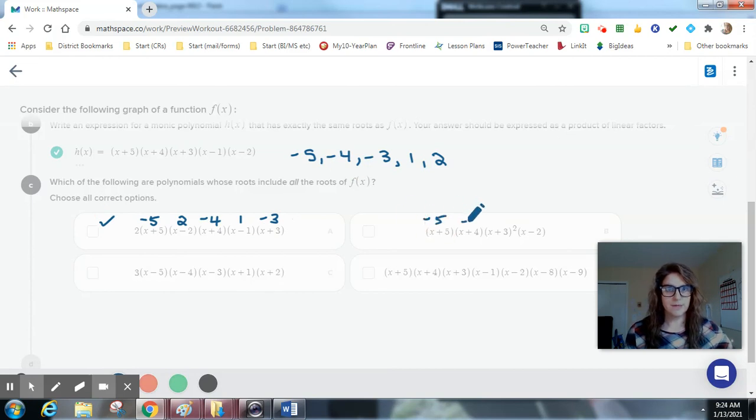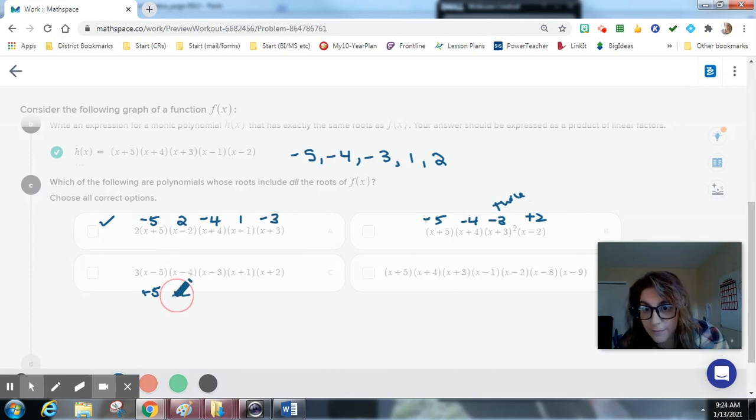This one's a -5, -4, a -3 twice, because there was a square there, and a +2. So we're missing the +1. So that does not contain all of them. This bottom one was a -5. Oops, sorry, a +5, a +4, a +3, a -1, and a -2. So opposite of what we needed.